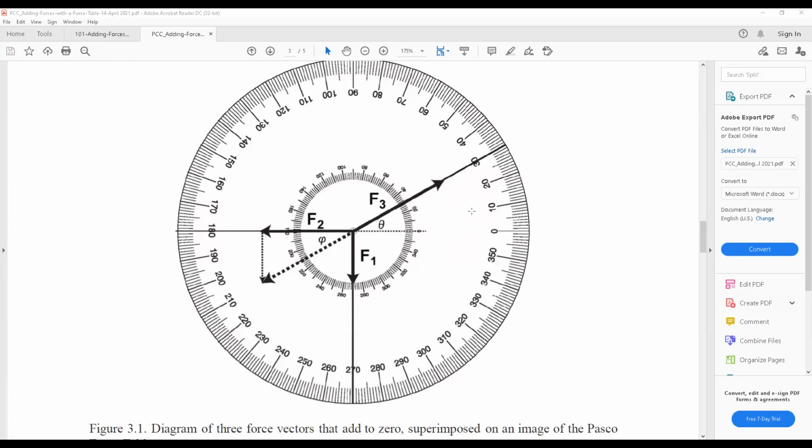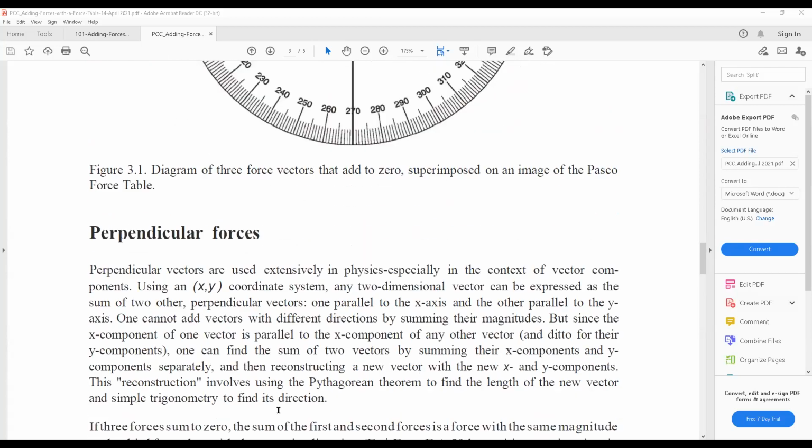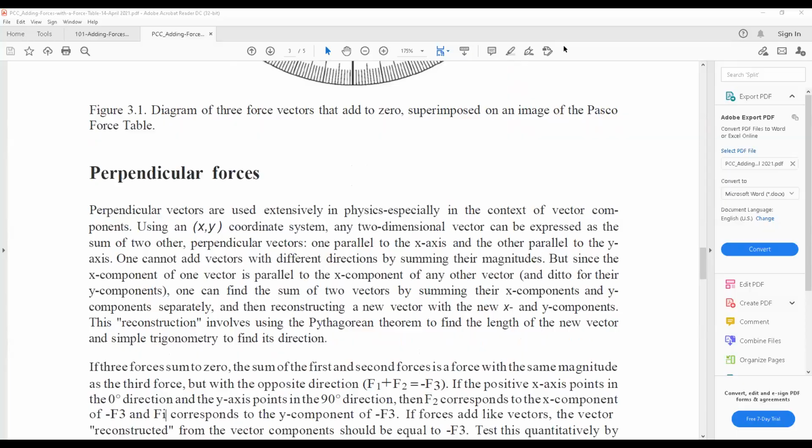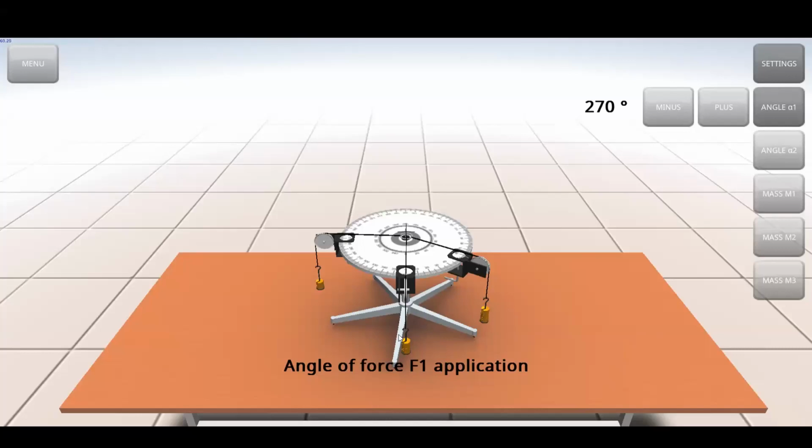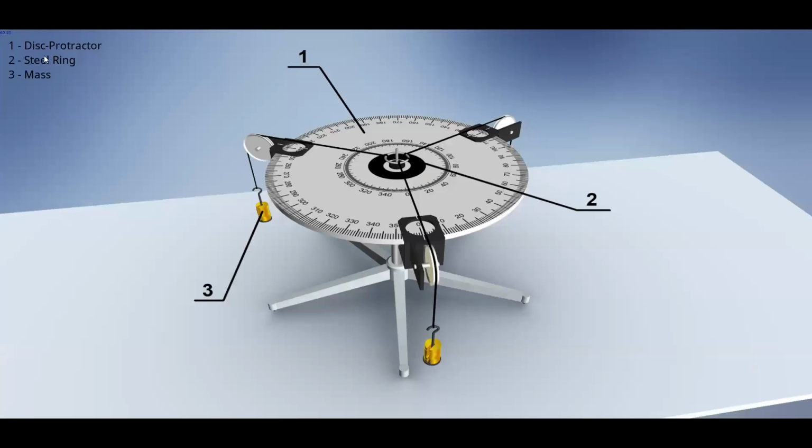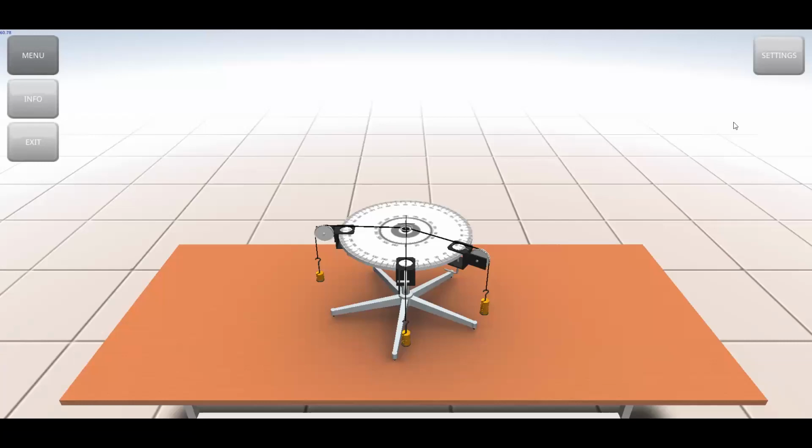But this is a force table. So our thing is gonna start at 0 and then it goes around and you try and balance them. So let's just look at it to give you a good picture of it. That's the best way to do it. All right, so this is what it looks like. This is your force table. You get a disc protractor, you get a steel ring, which is this ring around here, and you get the masses. All right, so let's jump to it.